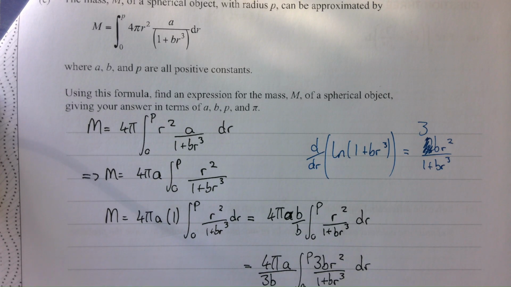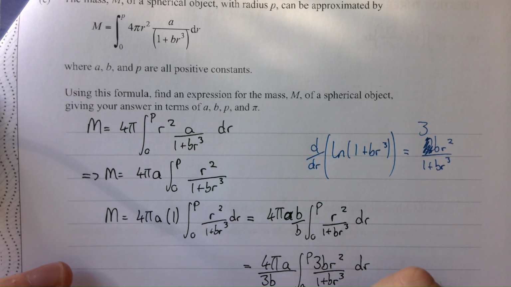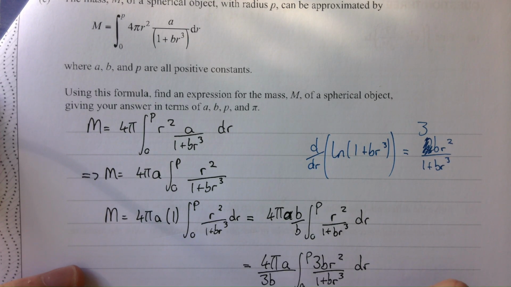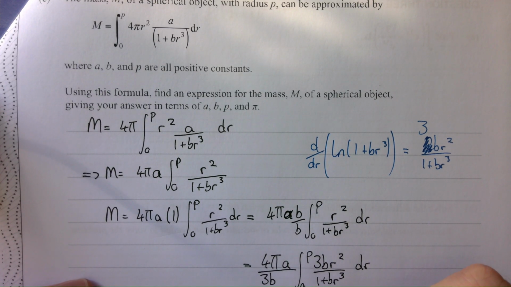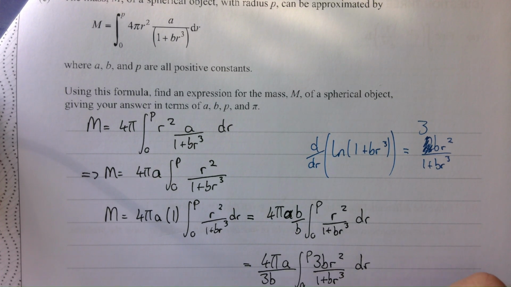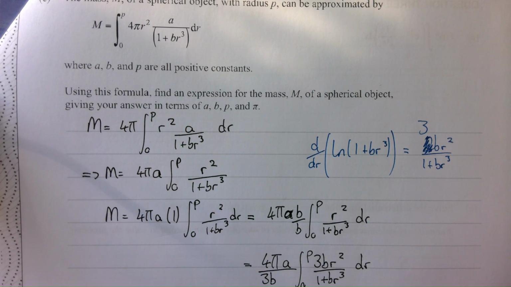Pardon me, sorry. Then we have the pleasure of substituting all this in and processing any algebra, any simplification we might need to do. So we're going to have the natural log of 1 plus bp cubed, close those brackets, minus the natural log of 1 plus, where the radius is 0, so bp just becomes 0.